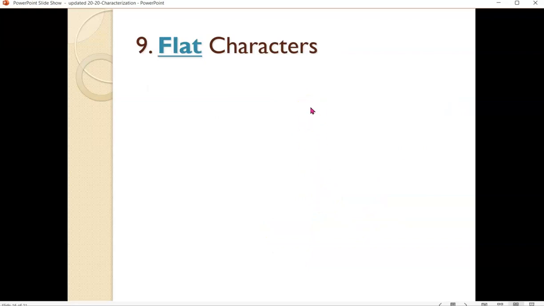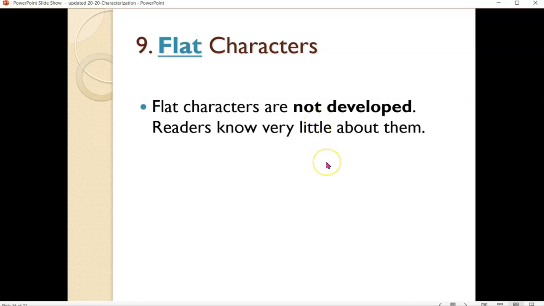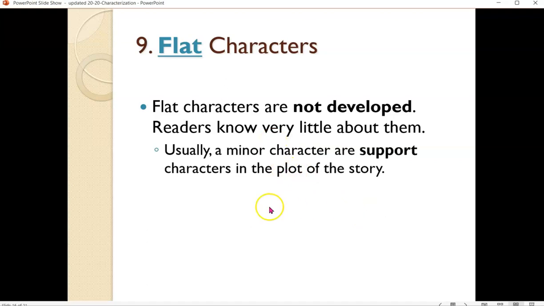Now, a flat character is kind of the opposite. Okay, a flat character is not developed, and you as a reader know very little about them. Like they're a minor character. These characters are not developed. They're just kind of there. Again, usually a minor character, and they just support the characters and the plot of the story. But again, they're not super important, so they're not given a ton of information.